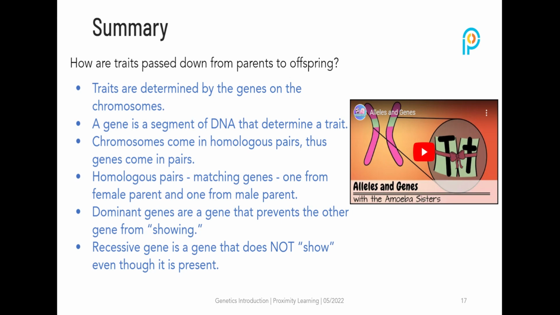A dominant gene is a gene that prevents the other gene from showing, and a recessive gene is a gene that does not show even though it's present. Dominant genes are always represented with the uppercase letter, recessive with the lowercase. And let's summarize it up with a video.